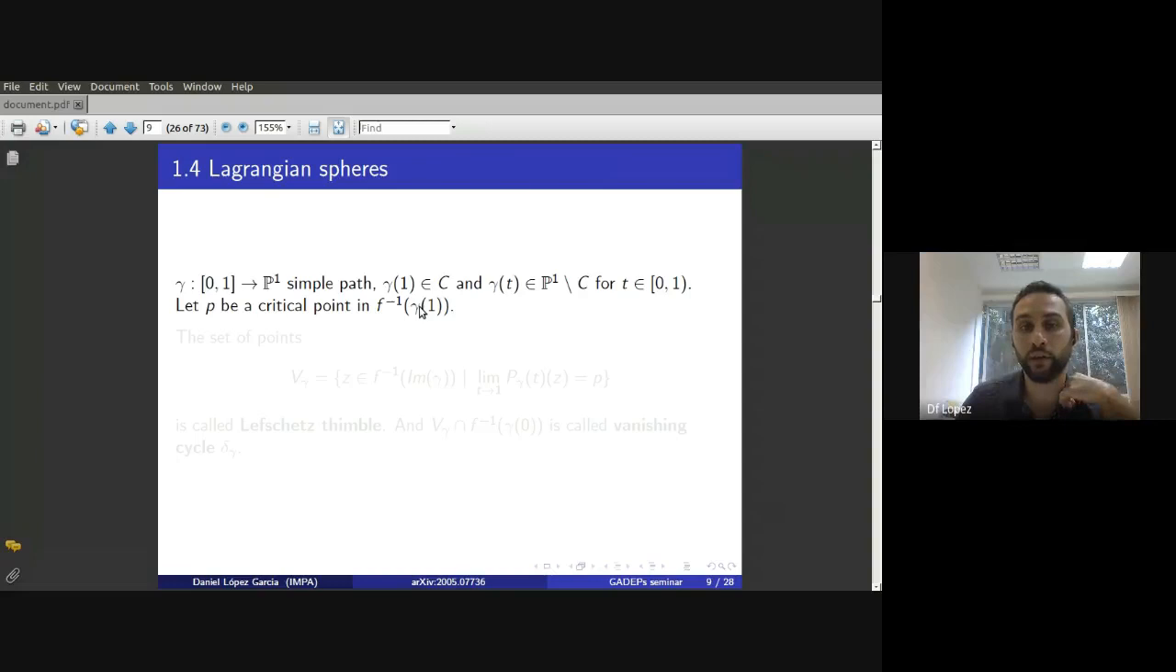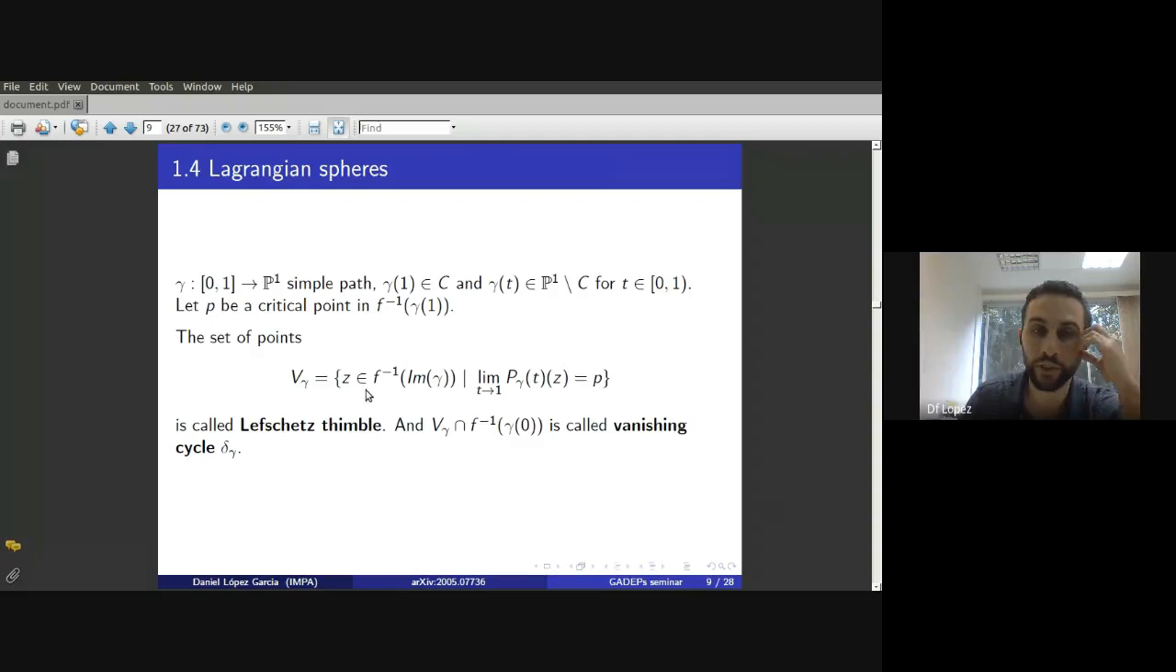Okay, now the next ingredient in the Picard-Lefschetz theory is the Lagrangian vanishing cycles. So let me consider again a path gamma in P1 such that the last point is a critical value and the other points are regular. We consider P a critical point over the critical value gamma(1). And we define this set of points, B gamma, which are the points in the pre-image by F of the path gamma, such that they converge to the critical point P when t goes to 1. This set is called a Lefschetz thimble, and the intersection of this set with the regular fiber over gamma(0) is called the vanishing cycle. Let me give some picture, which is like an intuition.